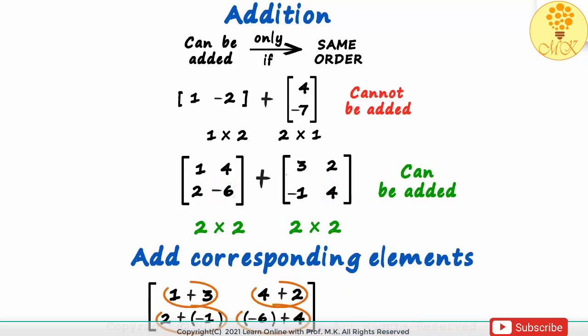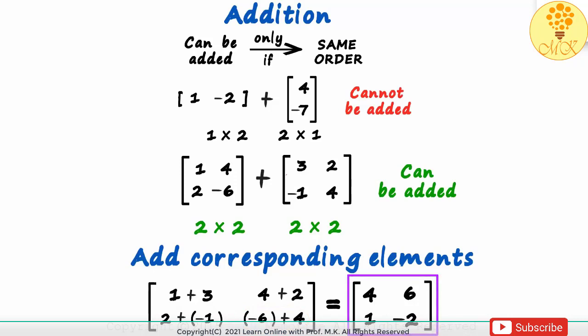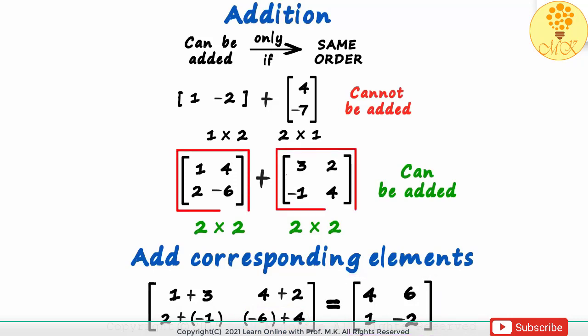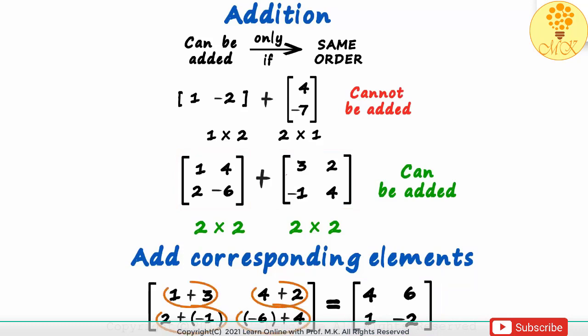We have just added the corresponding elements here. And what will this be equal to? 1 plus 3 is 4. 4 plus 2 is 6, 2 plus -1 is 1, and -6 plus 4 is -2. That completes the final matrix. This is the answer. To add these two matrices, we added the corresponding elements of the matrices.